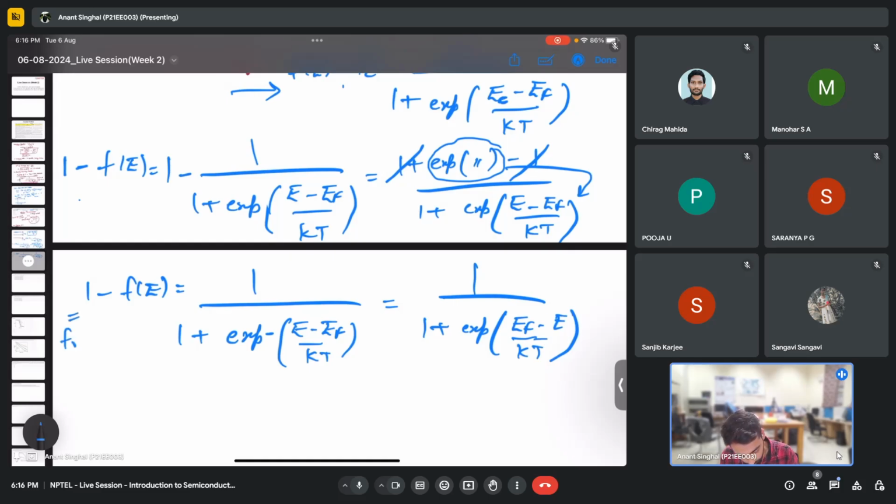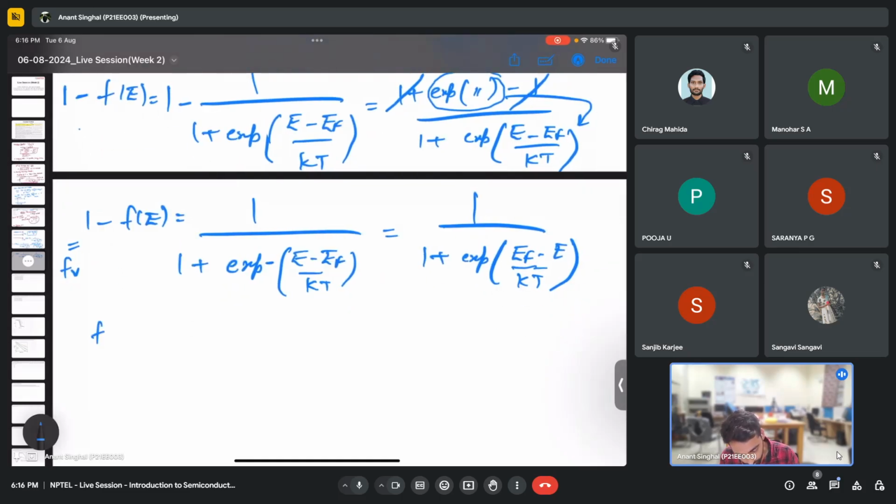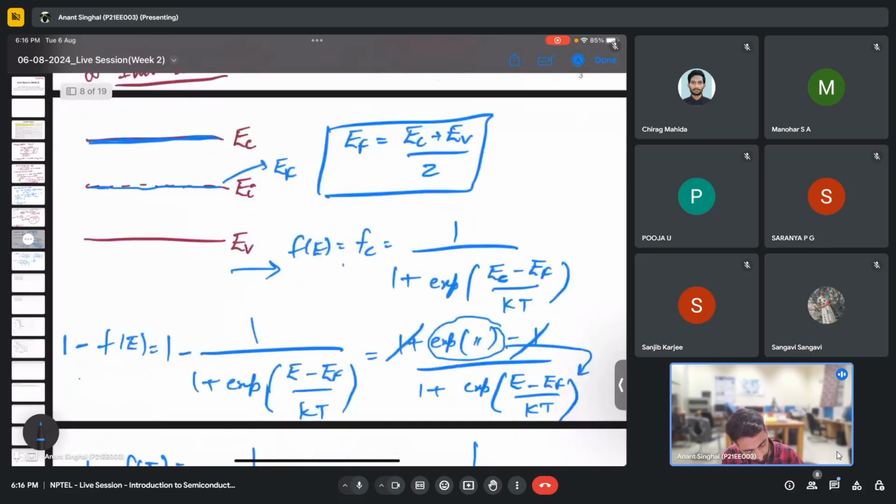So this is what is given in the question as Fv, and it is given at, so you cannot say this is Fv. What we can say is for empty we can use this formula, and it is given that it is at the bottom of the valence band. So I'll use the energy as Ev here. This is the second equation that we have got, and the first equation was this.